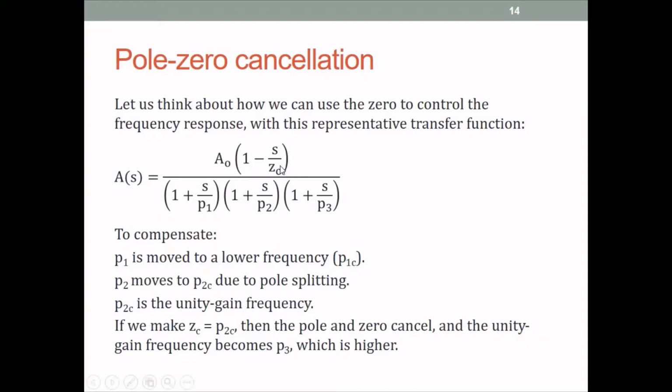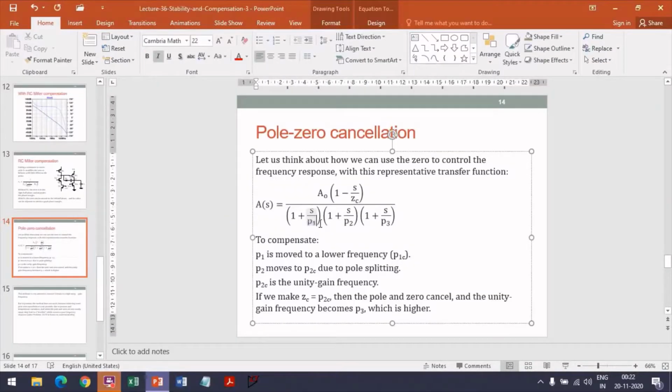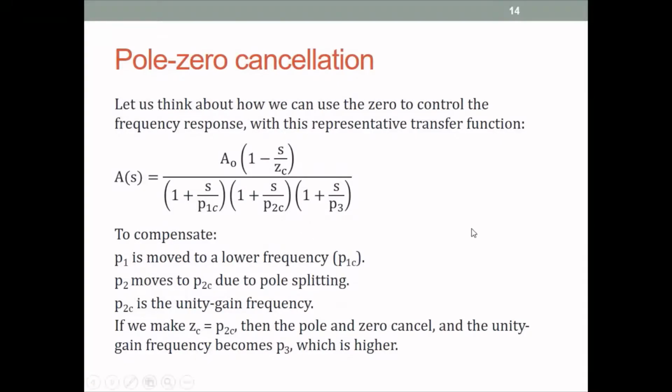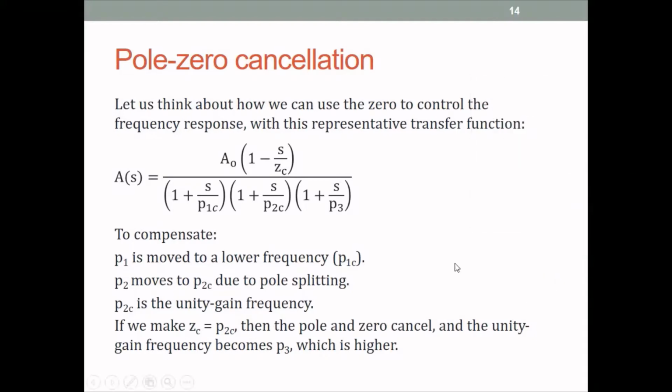And if we adjust the value of RC such that ZC is equal to P2C, the compensated value of the second pole, then, so maybe I should do this actually. Let us call this P1C and let us call this P2C. Alright, so that is easier to see. Now we say this is our transfer function after we have connected a Miller capacitor as well as a Miller resistor, and ZC is negative.